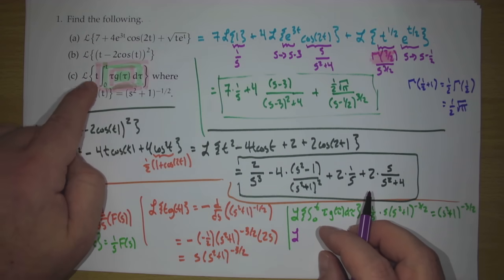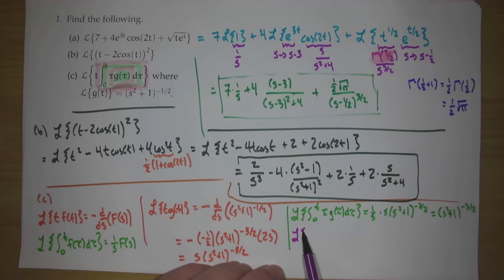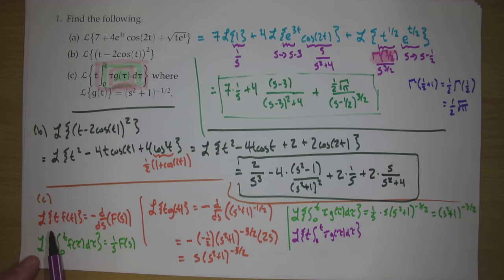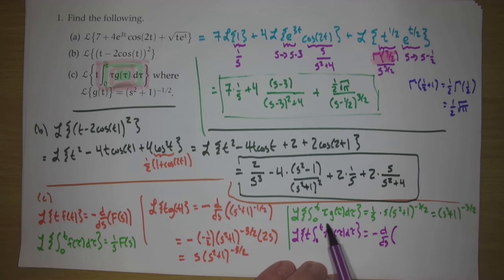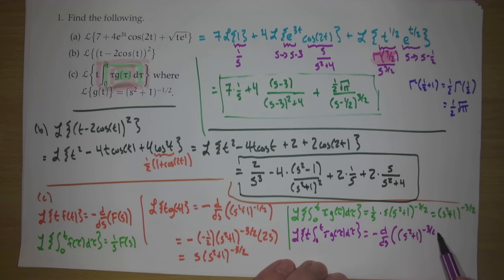So we have now a t in front. If I add a t in the front, what does it say we should be doing? Well, if I have a t in front, it says take minus the derivative of everything else. So we want minus the derivative of this part, the integral from 0 to t, tau g of tau d tau, which we found. It's s squared plus 1 to the minus 3/2.